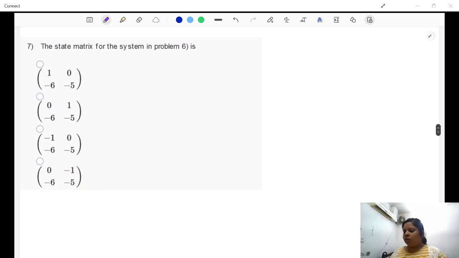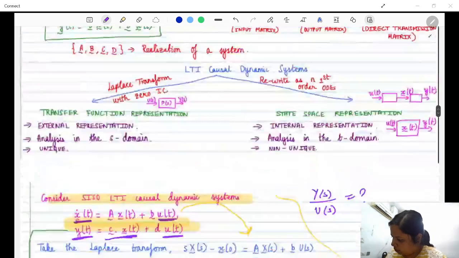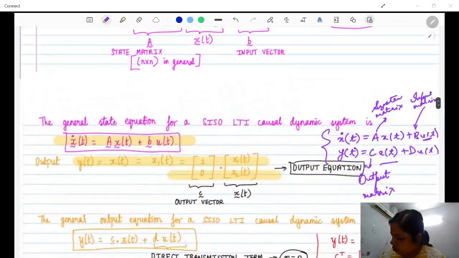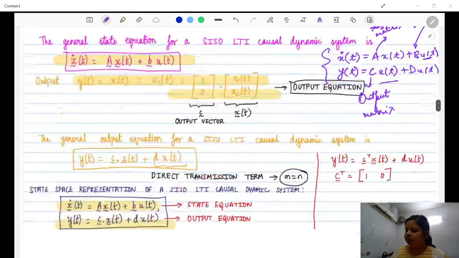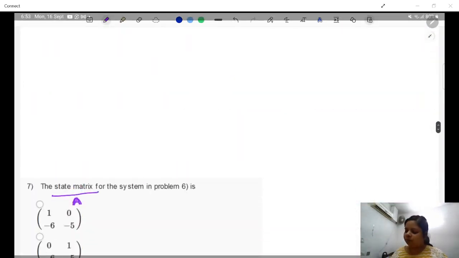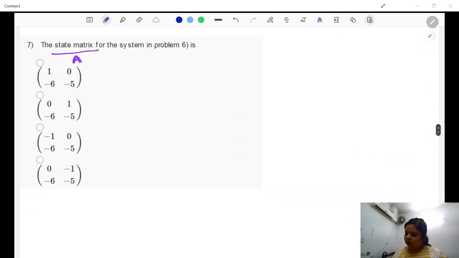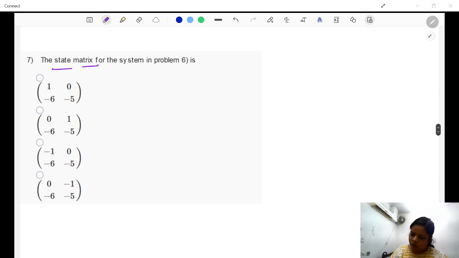Okay, so this is asking for the state matrix for the system. State matrix means A. Let me correct over here. It is not system, it is state. State matrix. So this is basically your A. State matrix is given by what?